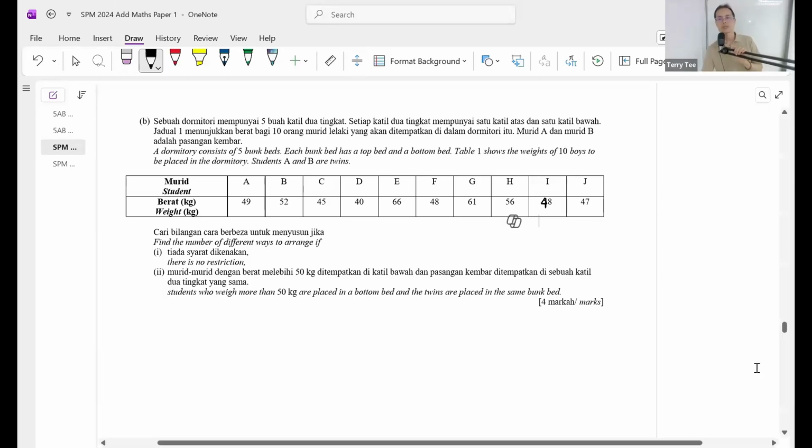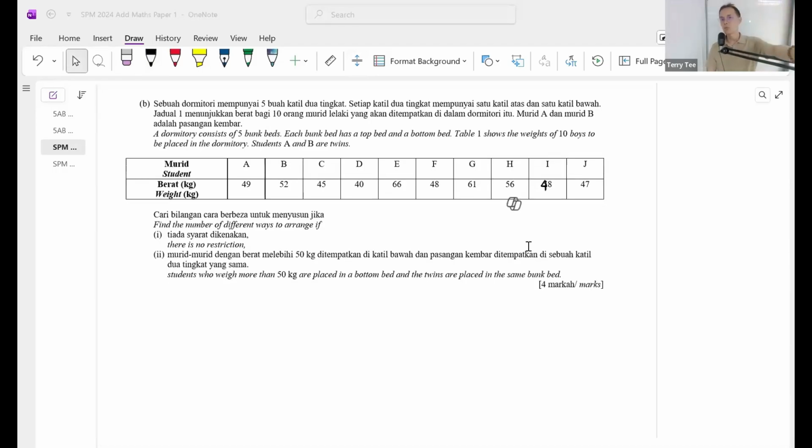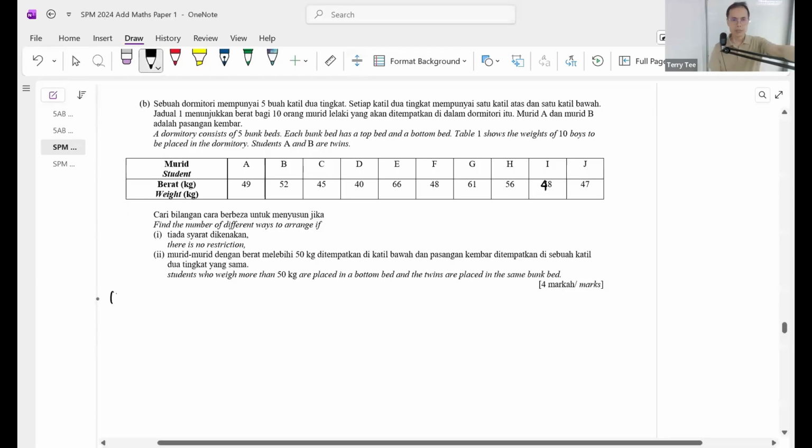Okay, so here you have 5 bunk beds. Each one is top and bottom. The weights of 10 boys are given. A and B are twins. So find the number of ways to arrange them if there's no condition. So you've got 10 different beds and 10 different boys. How many ways can we arrange them? The answer is just 10 factorial.